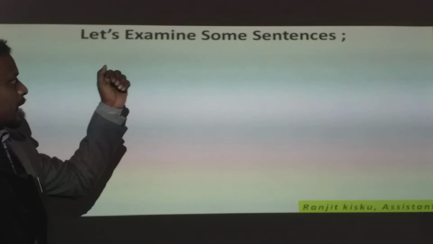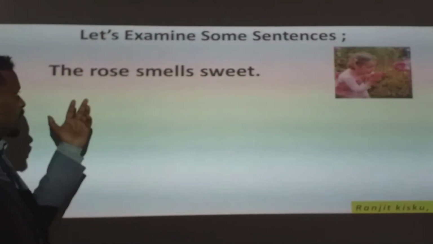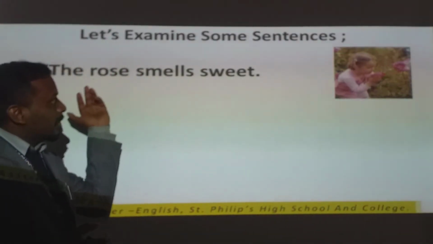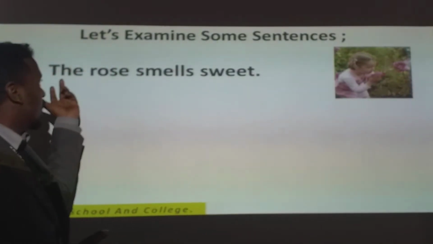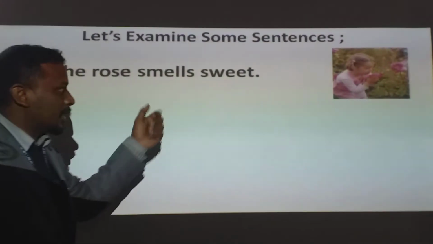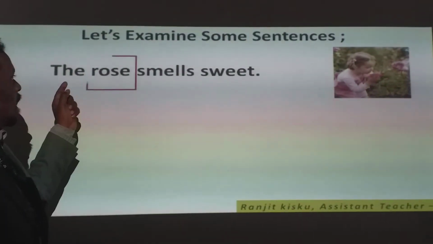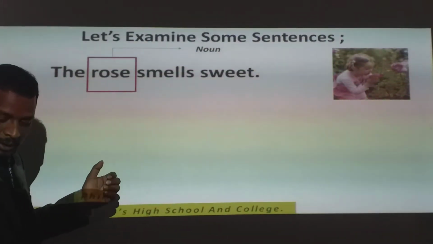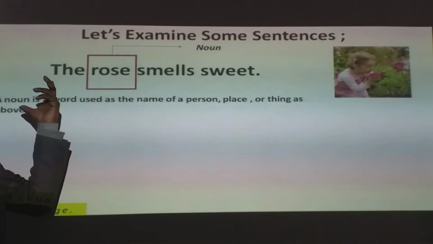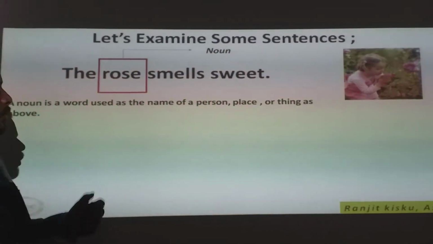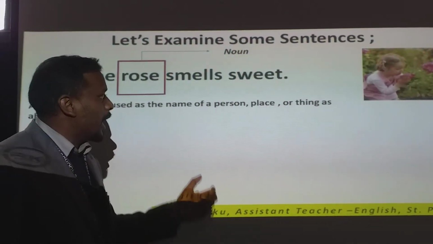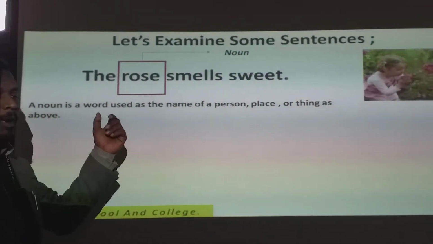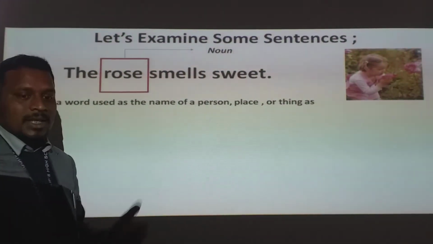Dear learners, let's examine some sentences. The first sentence: The rose smells sweet. Okay, this is the first example, and what can you see? There are some words in the sentence. And here, what is rose? Rose is a noun because, what do we call it? Noun. You can see, a noun is a word used as the name of a person, place or thing, as mentioned above. So, here rose is a noun.